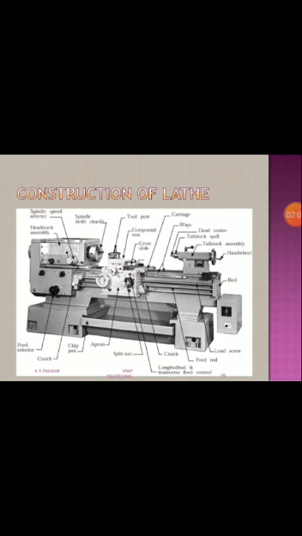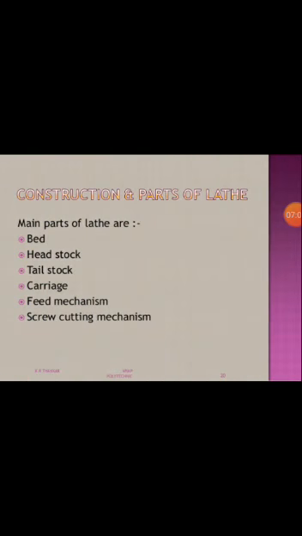Now, construction of the lathe machine. With the help of this figure we can directly show the construction of the lathe, and the parts of the lathe machine. The main parts of the lathe are bed, headstock, tailstock, carriage, feed mechanism, and screw cutting mechanism.